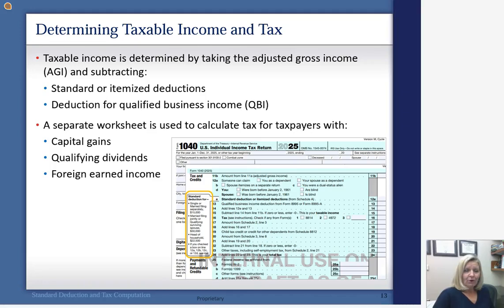All right, so in order to calculate the taxable income and the tax, you take the adjusted gross income that we had calculated before, you subtract out either standard or itemized deductions, and then you also take out the QBI deduction that I just talked about. And then the tax is calculated based on that base amount. So taxable income is your base. It gets multiplied times whatever rate you are in. There is a separate tax calculation for foreign earned income, qualifying dividends, and capital gains. Those are taxed at different rates.